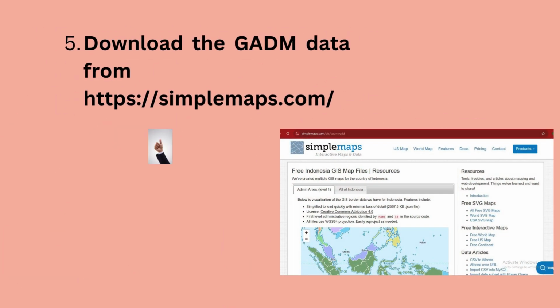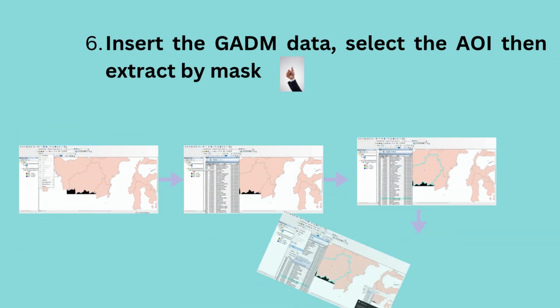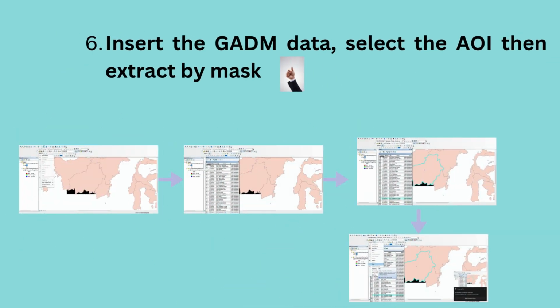We also need to download the GADM data from reliable sources. For my map, I obtained the data from simplemap.com. It can provide us with various GADM data across the world. Then we insert the GADM data.